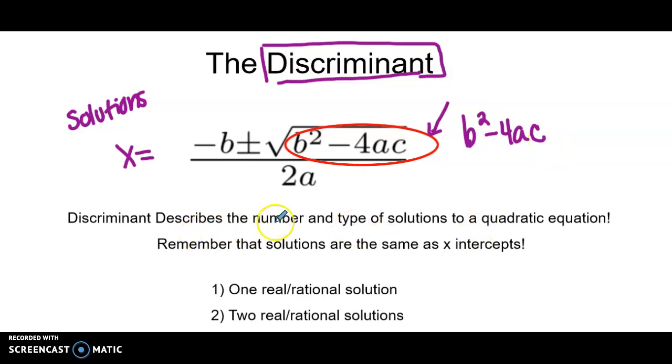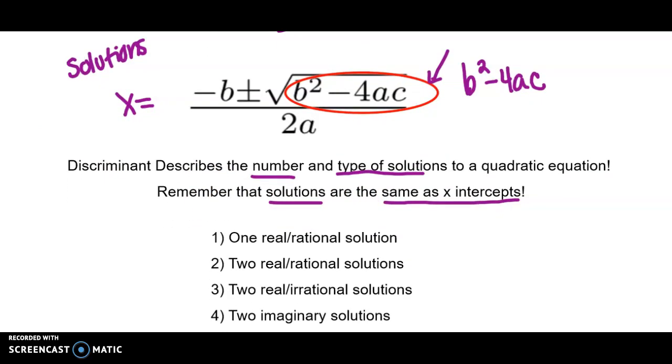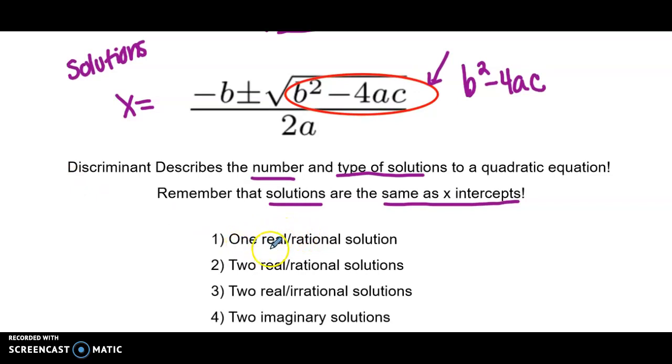What the discriminant does is it describes the number and type of solutions to a quadratic equation. Now, remember, solutions also help tell us about the x-intercepts, okay? Now, you're going to have a total of 4 choices here. The discriminant is going to tell us if we have one real, which will be a rational solution, if we have 2 real rational solutions, 2 real irrational solutions, or 2 imaginary solutions. And I'll show you what this is going to look like in a minute. But let's just kind of think about this for a second.